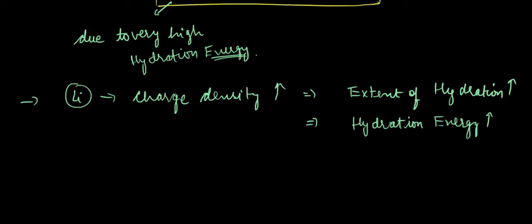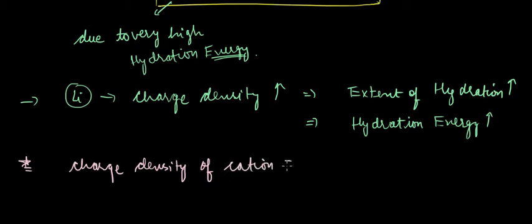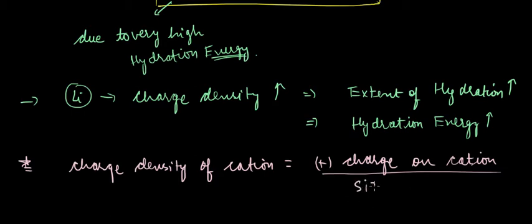Okay, so here we can write that charge density of cation is equal to positive charge in cation divided by size of cation.